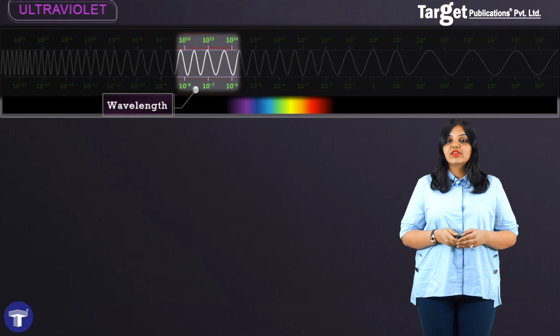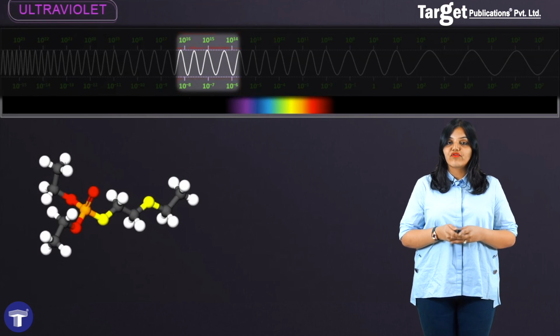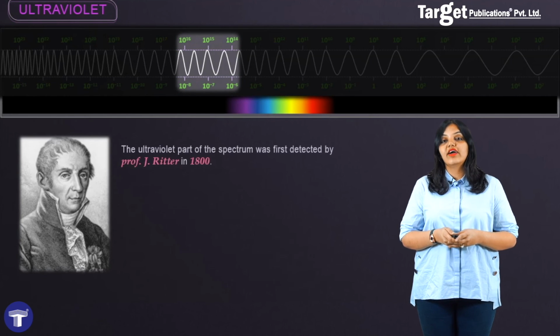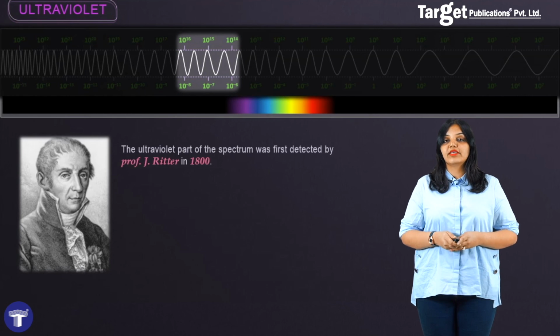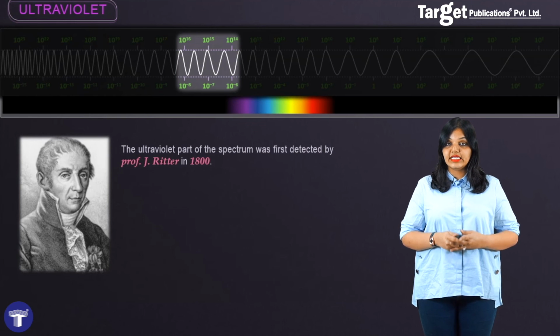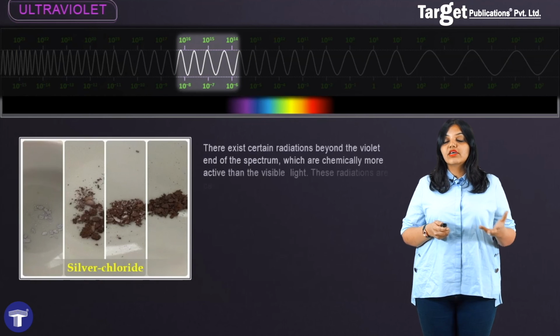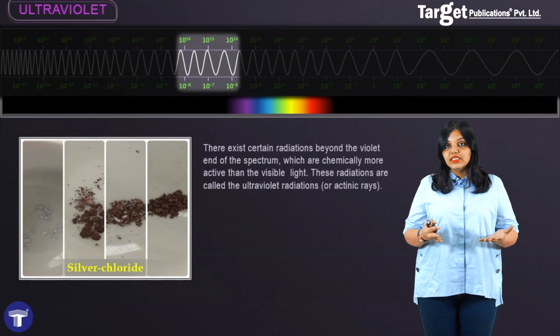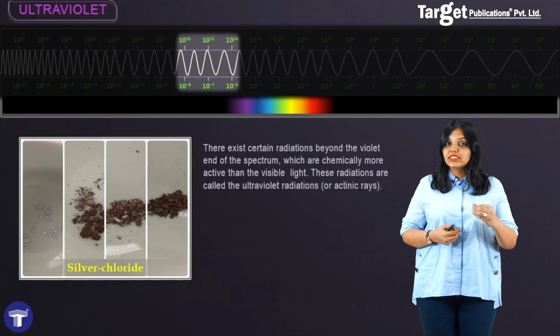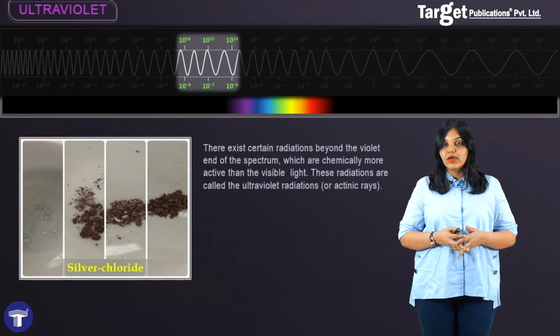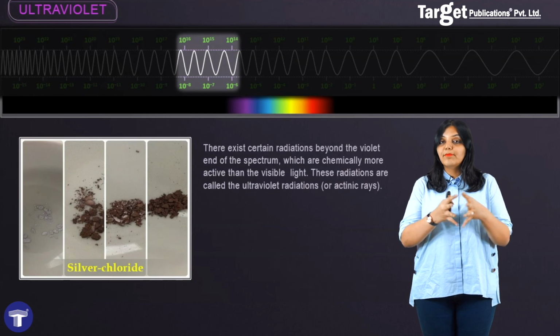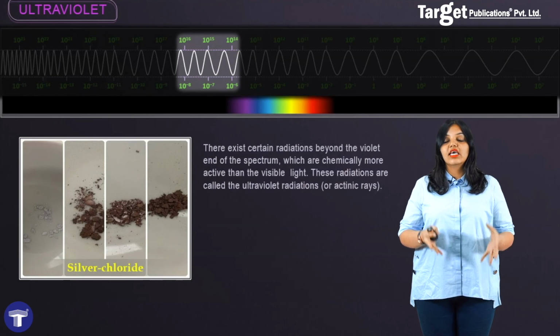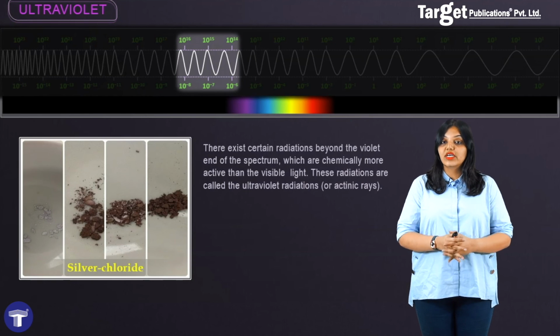The order of the wavelength of ultraviolet radiations is that of a molecule. The ultraviolet radiation portion of the spectrum was first discovered by J. Ritter in 1800. He observed that when silver chloride was placed at different portions of the spectrum, it was barely affected. But when this silver chloride was placed beyond the violet end of the spectrum, that is, after violet, in the portion where nobody could see anything, he saw that the silver chloride was severely affected.